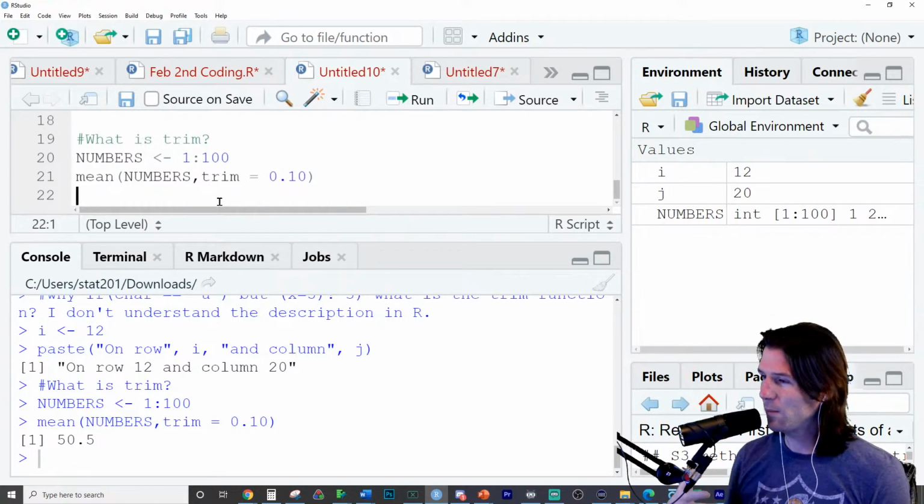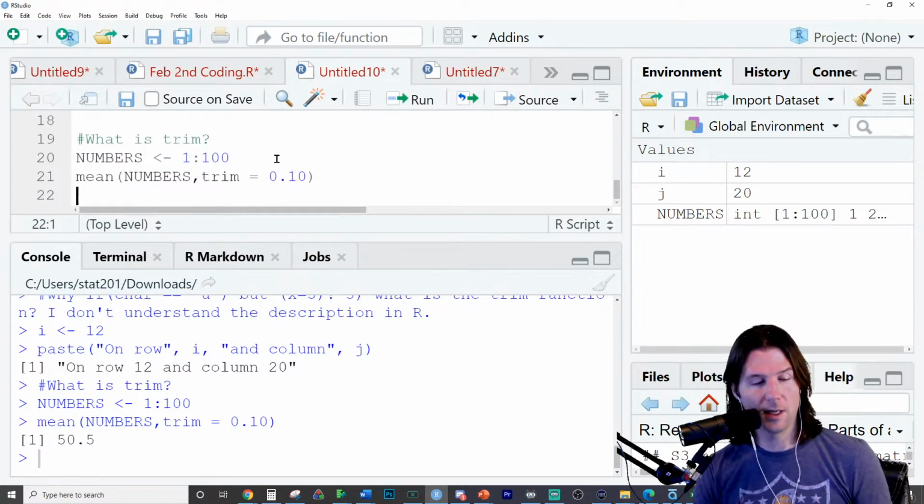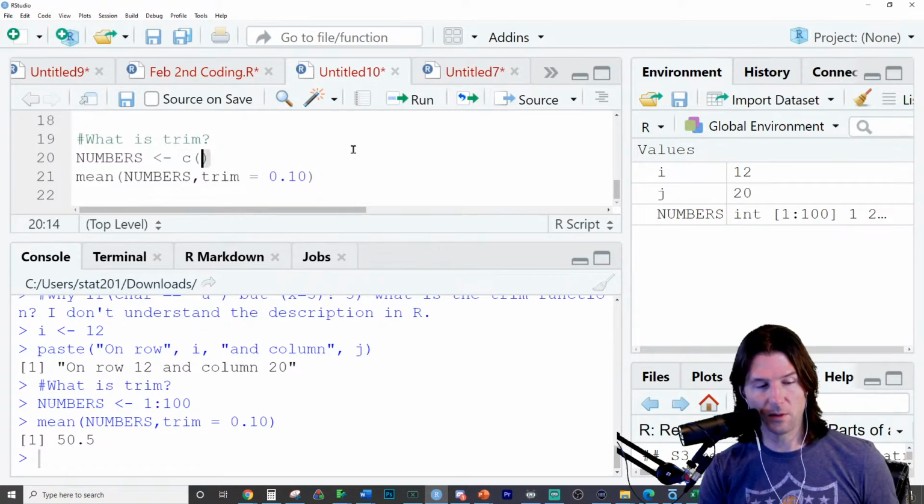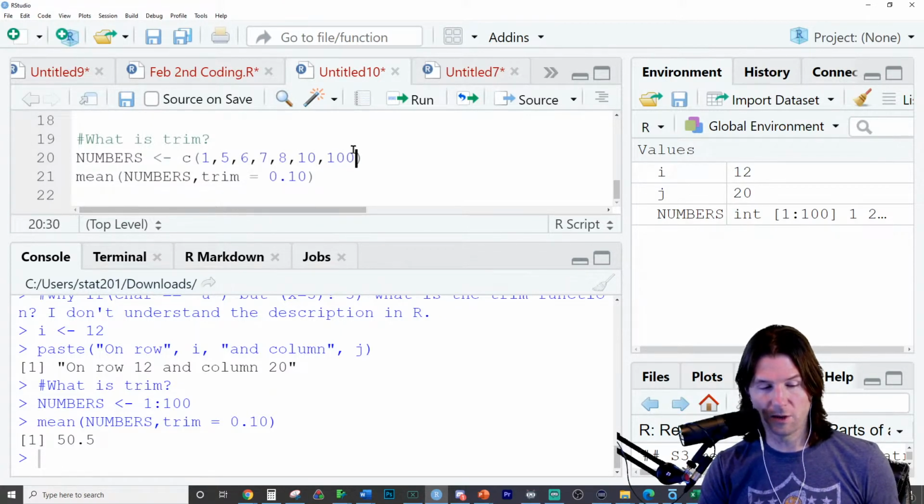So trim might make a little more sense if I do a different vector. Let me do the following vector of numbers: 1, 5, 6, 7, 8, 10, and 100. I'll probably need more numbers. Let's go right here. This is an example of why we would trim a vector.